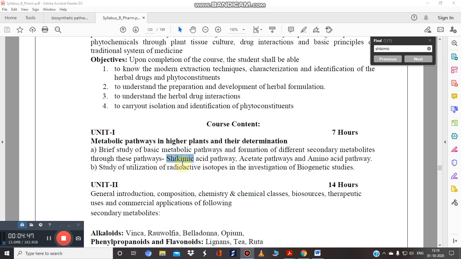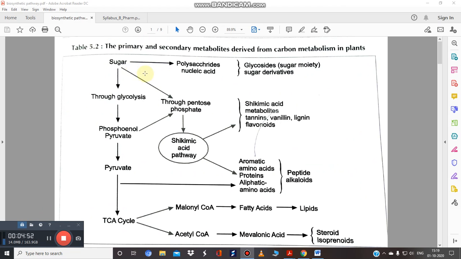So let's see how this shikimic acid is produced. Now focus upon this pathway, this one. We have completed this one. Now we will focus upon sugar, and then we will produce the alkaloids. How are alkaloids biosynthesized? Yes, by the shikimic acid pathway, as you can see in this image.